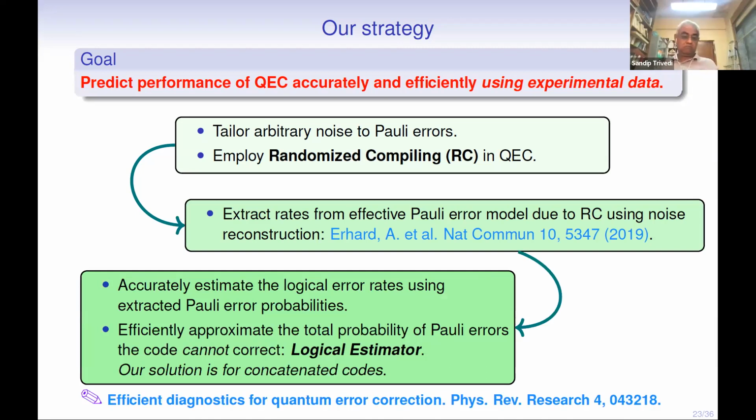And once we have this ingredient, we want to basically say, okay, I have completely characterized my noise channel. Can I use this information to not do numerical simulations, but efficiently approximate the result of the numerical simulation, which is the logical error rate? And doing so entails effectively approximating the total probability of all error processes on which the code is bound to fail. And this entire process was published in a recent work called Efficient Diagnostics for Quantum Error Correction.